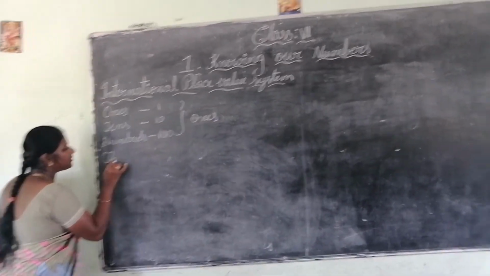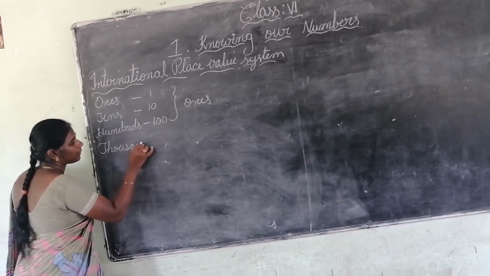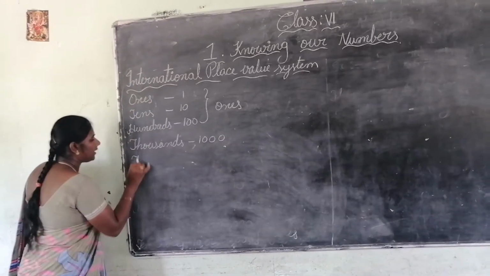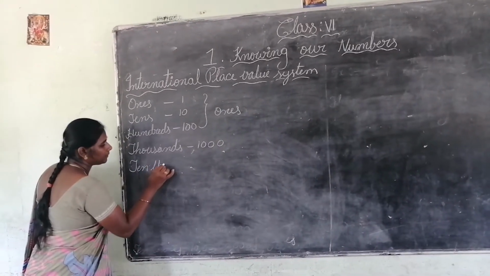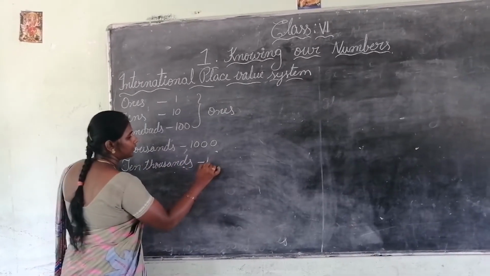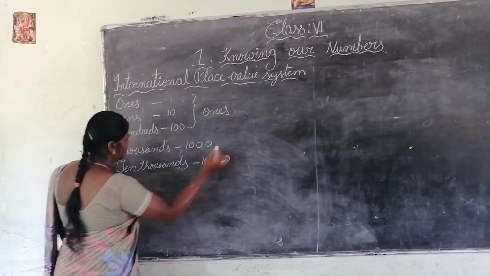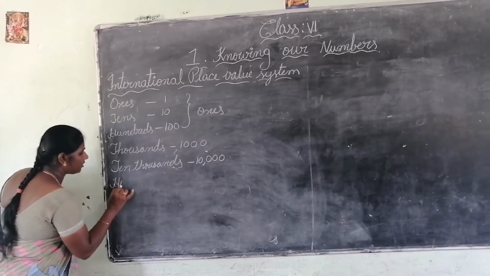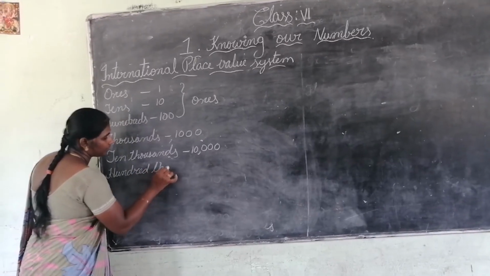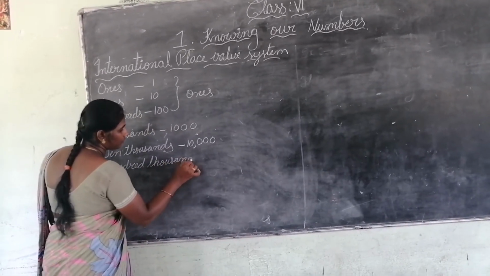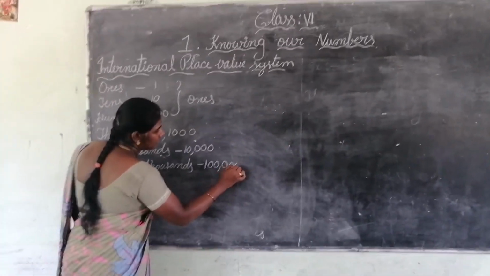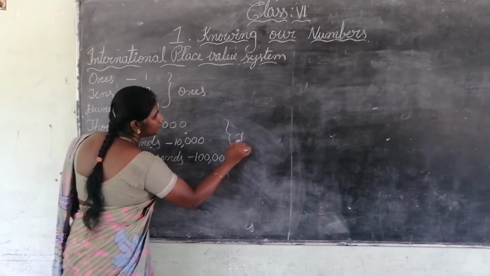Again, thousands, 1,000, 10,000, 100,000. These three come under the thousands period.